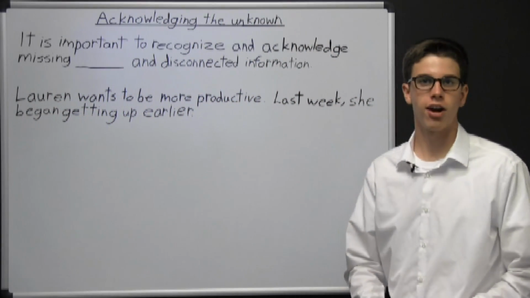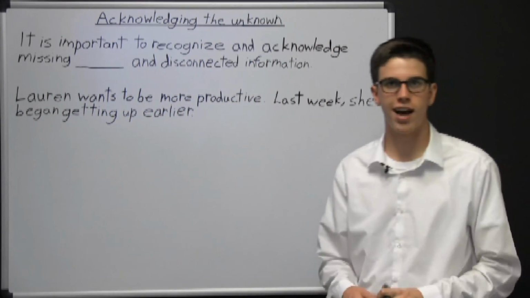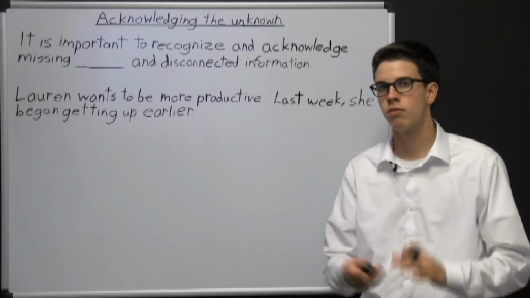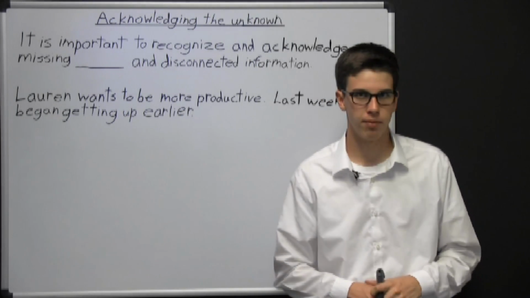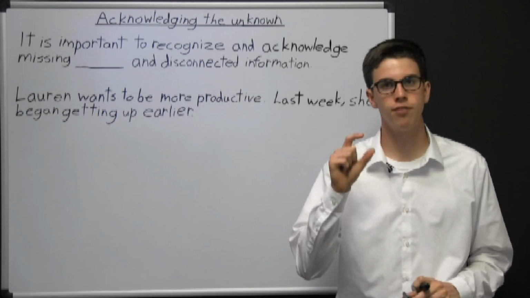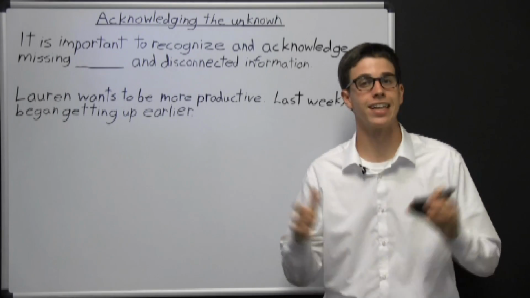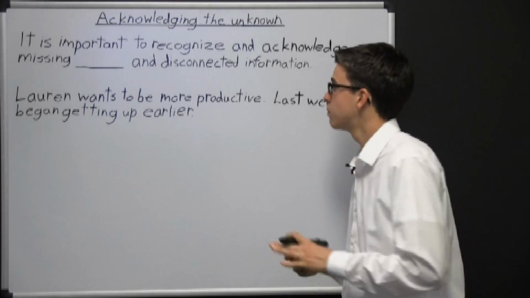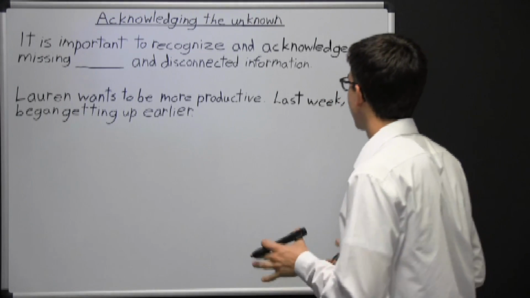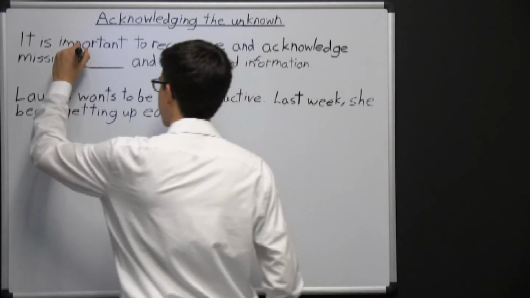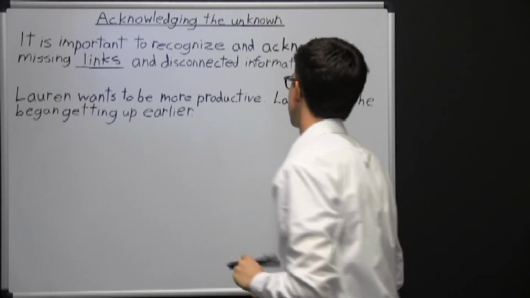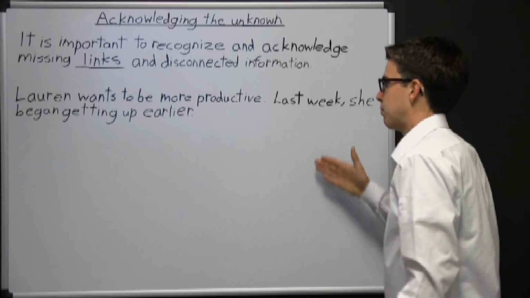When analyzing an argument, it is important to recognize the information that you do not know. There's going to be a little bit of information that you do know and a lot of information that you do not know. So it is important to recognize and acknowledge missing links and disconnected information. So let me give you an example of that.